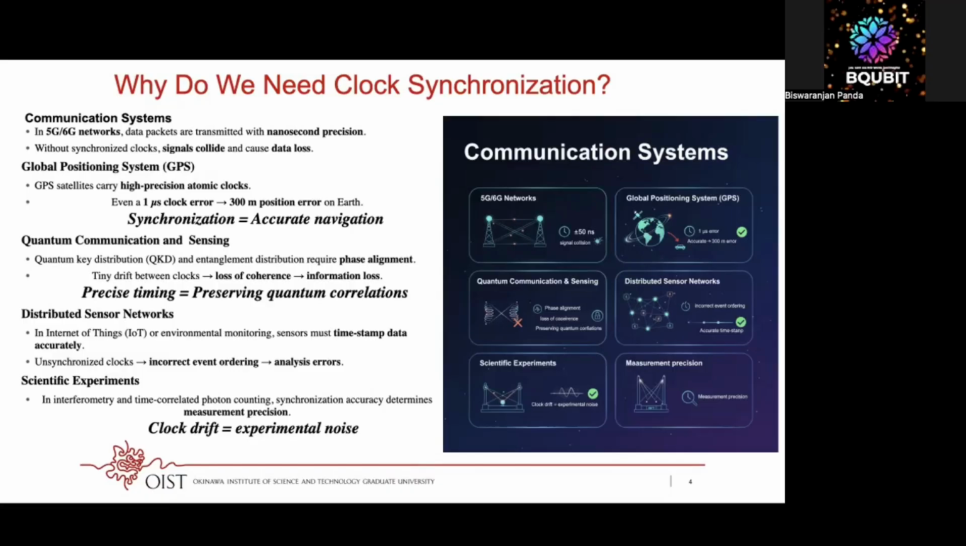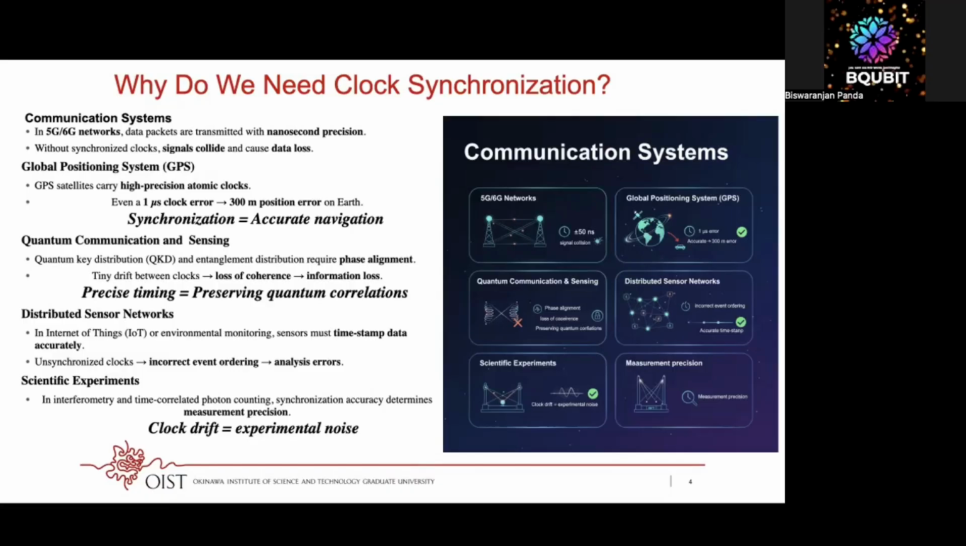You can see that a 1 microsecond clock error creates a 300 meter position error on Earth. Suppose you are at your home, and the error is one microsecond delay, then it will show you 300 meters away from your home. So it's crazy, right? At the end, the conclusion is: synchronization equals accuracy of navigation.